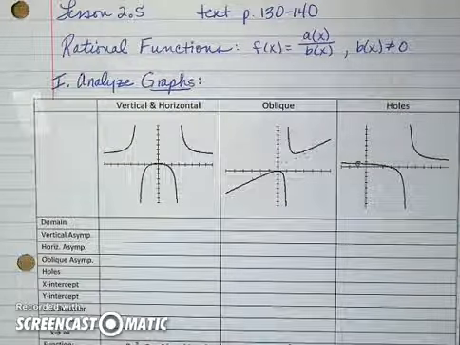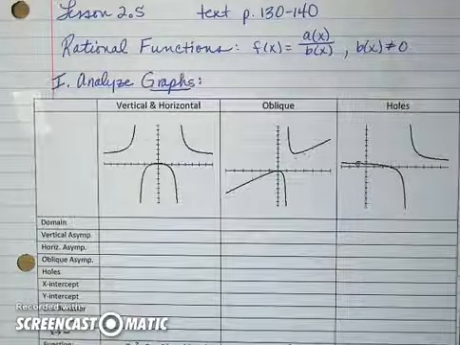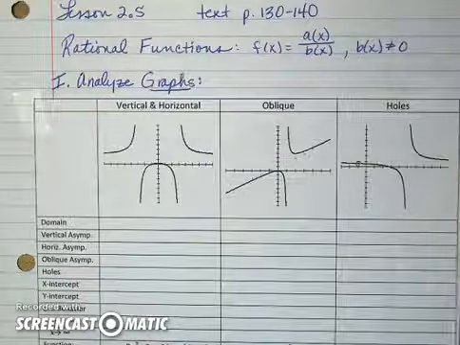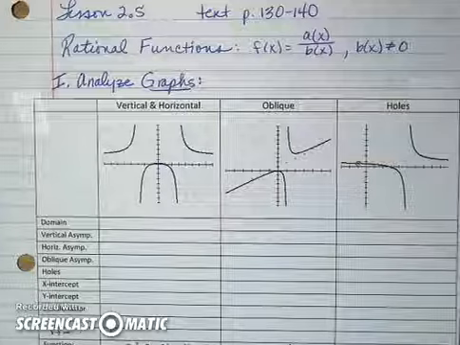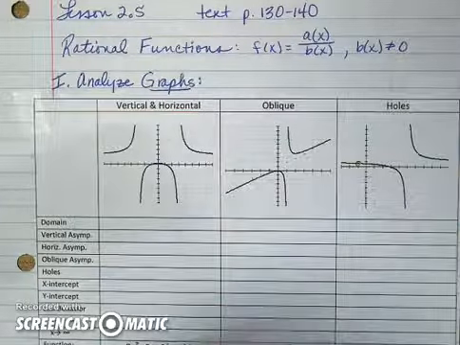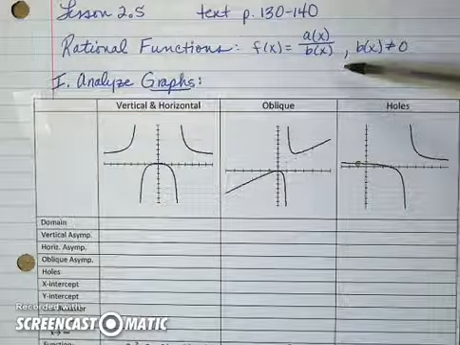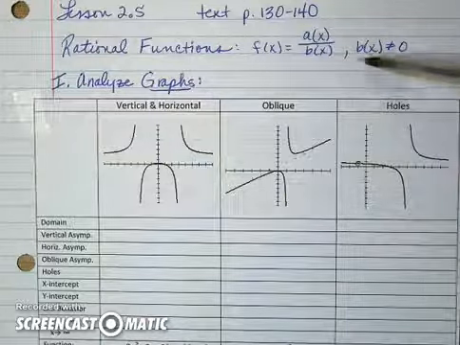And last lesson we talked about polynomial functions and solving them. This lesson broadens your scope a little bit. Now we're going to start talking about rational functions. Rational functions are going to have a polynomial in the numerator and a polynomial in the denominator. And you just need to remember that the denominator obviously cannot be 0.